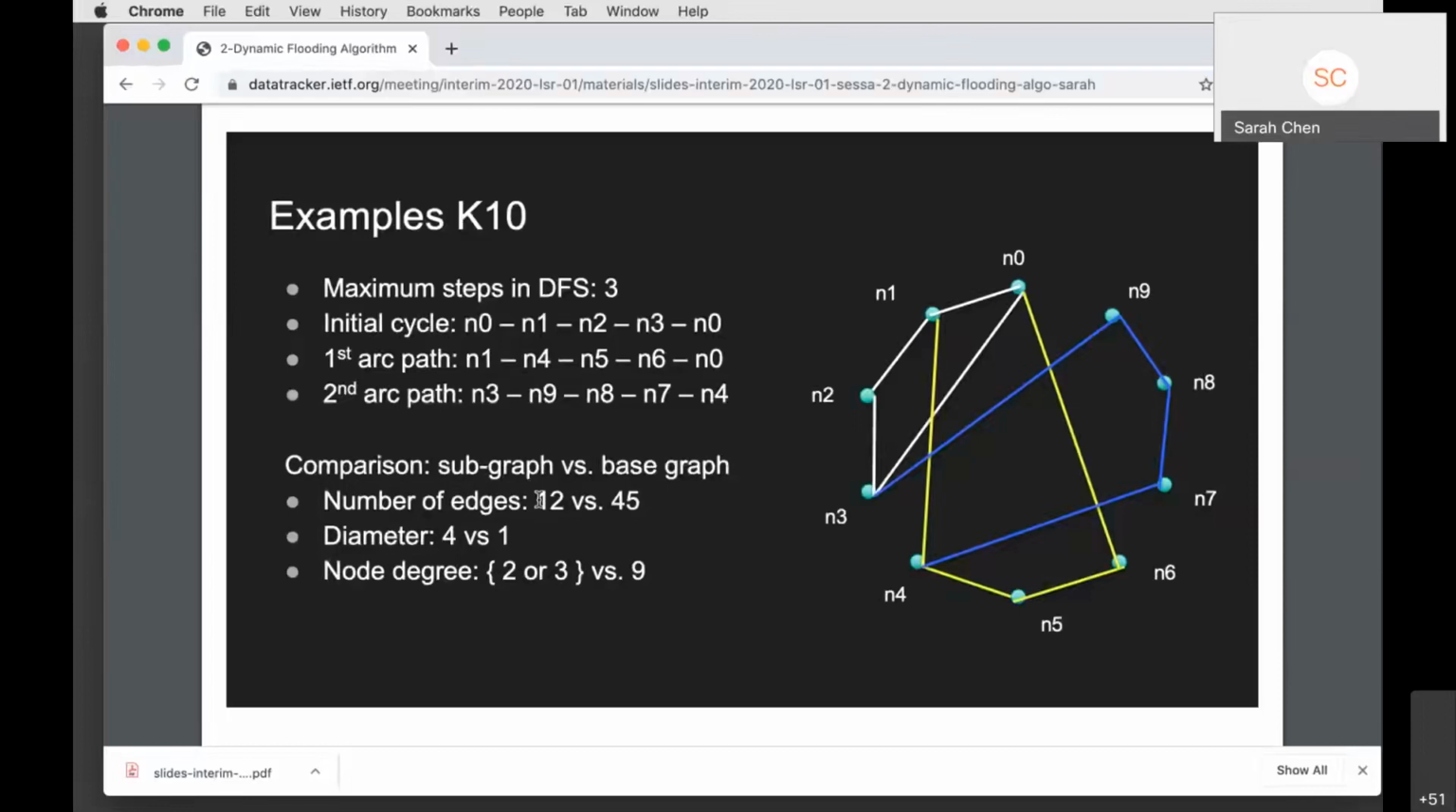This subgraph only has 12 edges compared to 45 in the base graph, but at the cost that we have a larger diameter. The diameter of this subgraph is 4 versus 1 in the base graph. And the node degree is pretty balanced. We either have node degree 2 or 3. Some nodes have degree of 2, some nodes have 3. And in the base graph, we have node degree of 9.